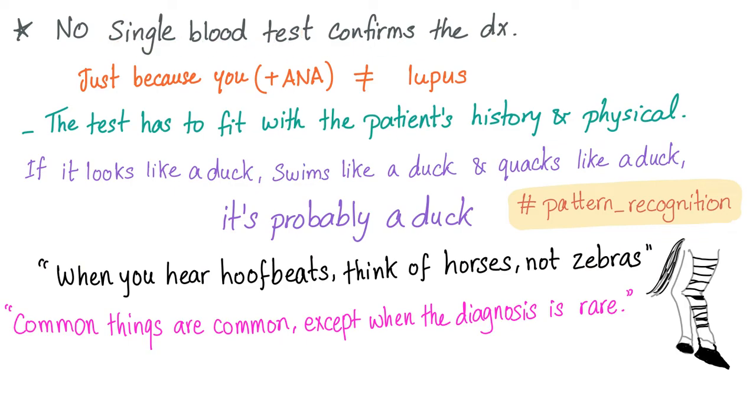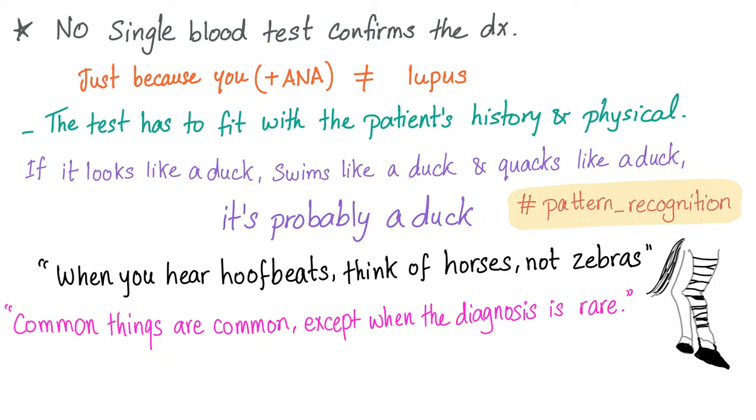As you know, rheumatology is a puzzle. No single blood test confirms the diagnosis. Just because you have a positive ANA doesn't mean you have lupus. You need the whole puzzle, every piece. The test has to fit with the patient's history and physical exam. If it looks like a duck, swims like a duck, quacks like a duck, it's probably a duck.